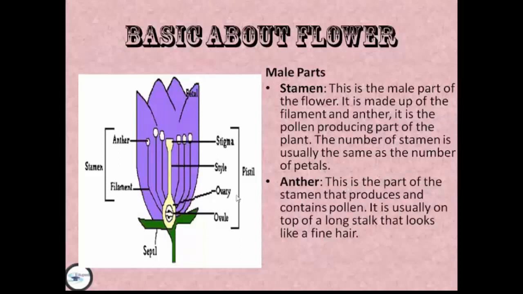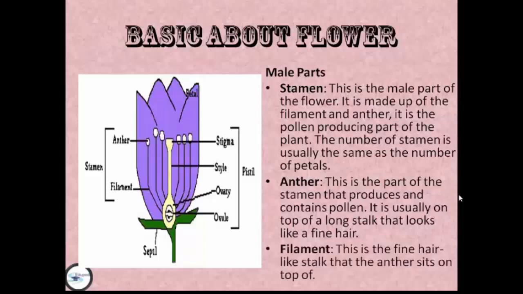Anther, this is the part of the stamen that produces and contains pollen. It is usually on top of a long stalk that looks like a fine hair. The second part, we have the filament. This is the fine hair-like stalk that the anther sits on top of.